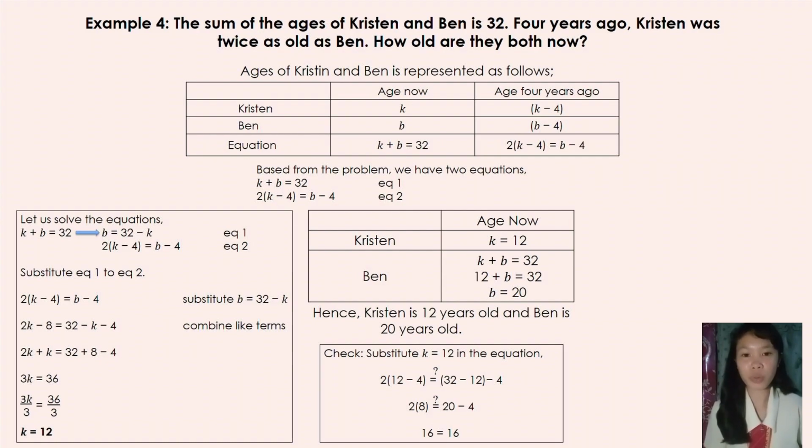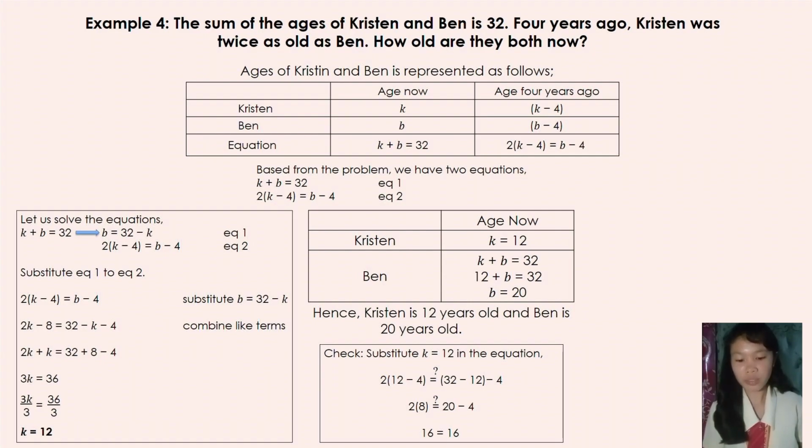So we will divide both sides by 3 to eliminate number 3. So 3K is divided by 3 is equals to 36 divided by 3 will give us K is equals to 12. Therefore, Christine's age now is 12 years. In order to know Ben's age, we will substitute 12 to K plus B is equals to 32.